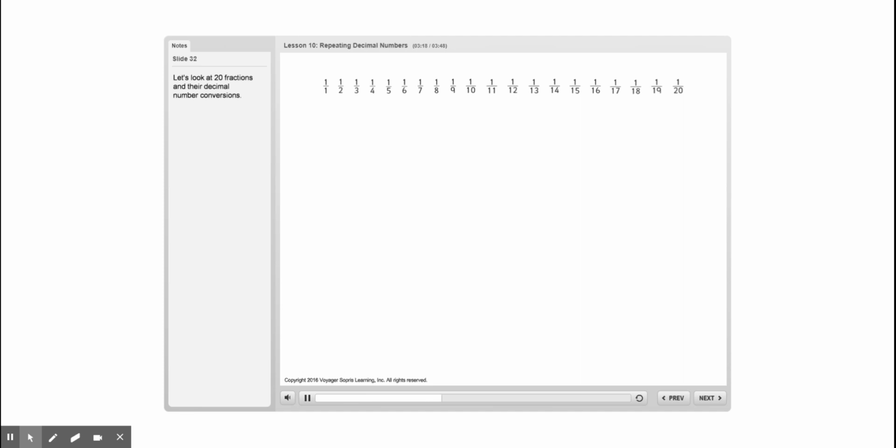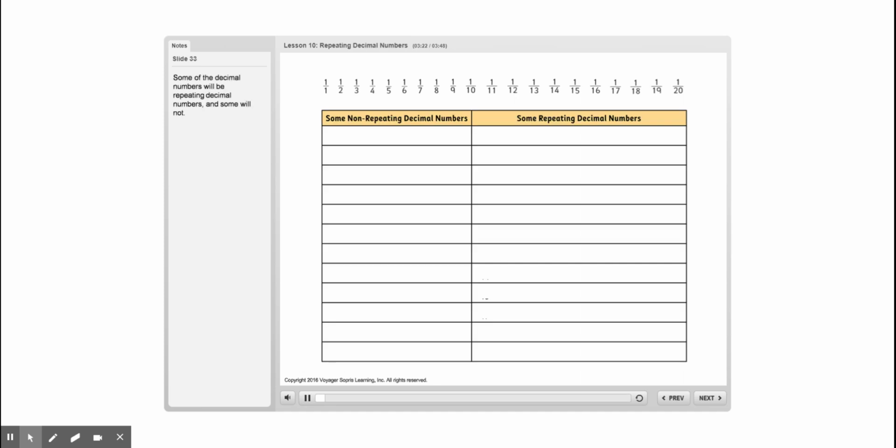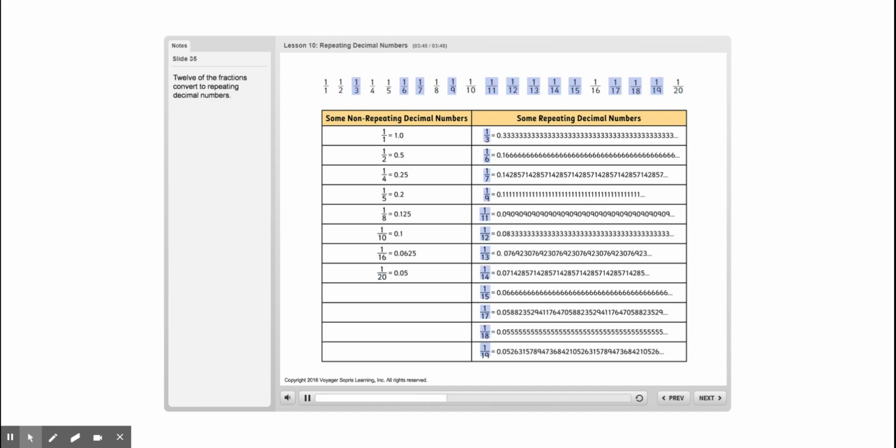Let's look at 20 fractions and their decimal number conversions. Some of the decimal numbers will be repeating decimal numbers, and some will not. Let's look at the fractions that are non-repeating decimal numbers. 8 of the fractions convert to non-repeating decimal numbers. 12 of the fractions convert to repeating decimal numbers. You will find that repeating decimal numbers are very common.